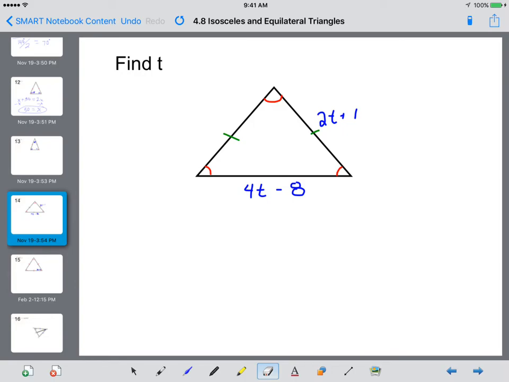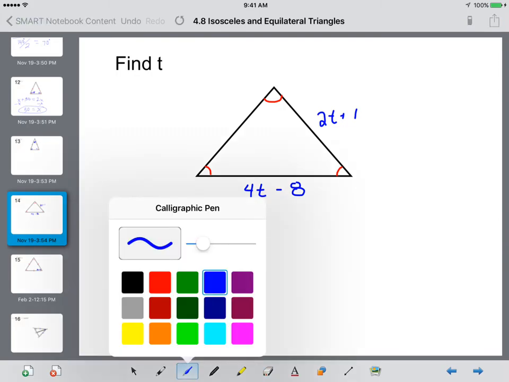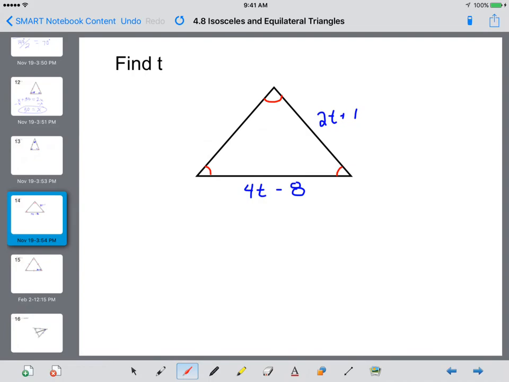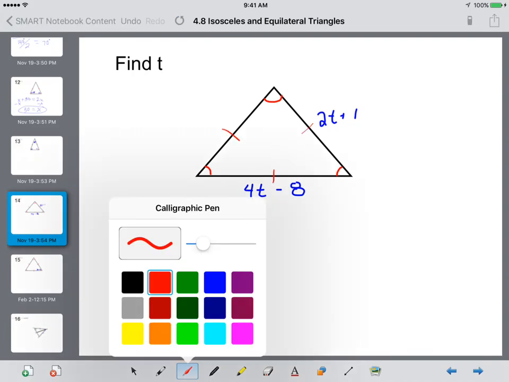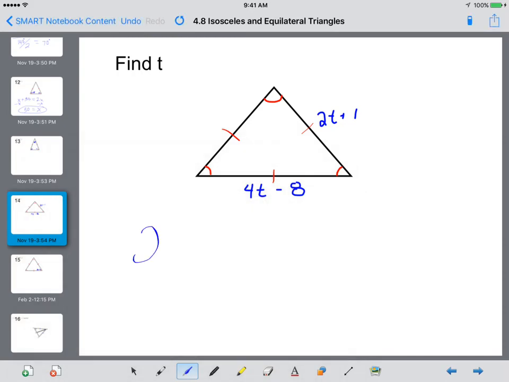All right, what you're not supposed to know in this one prior to this problem, so you're only supposed to know that the three angles are congruent. Well, if all angles are congruent, that means that all of the sides are congruent. So if we wanted to find t, we could take 2t plus 1, set it equal to 4t minus 8, and solve. So we're going to subtract 4t.